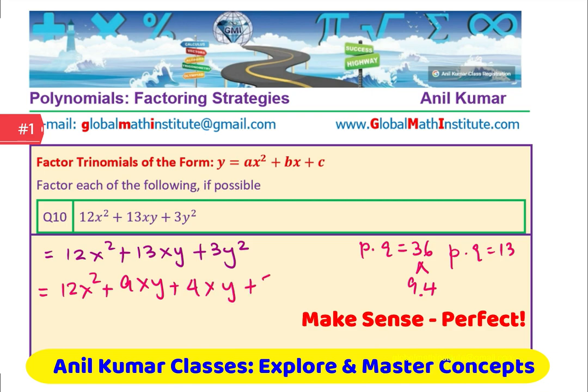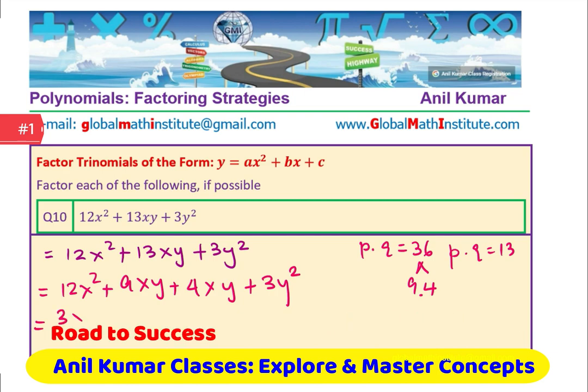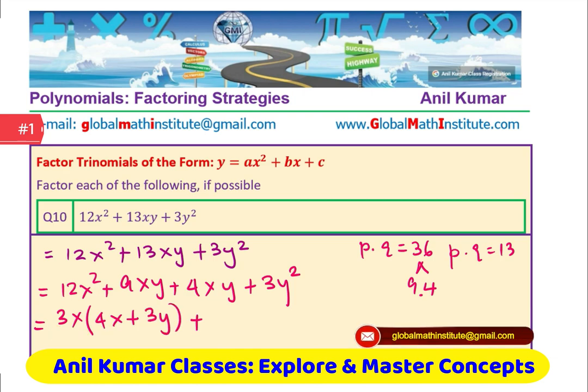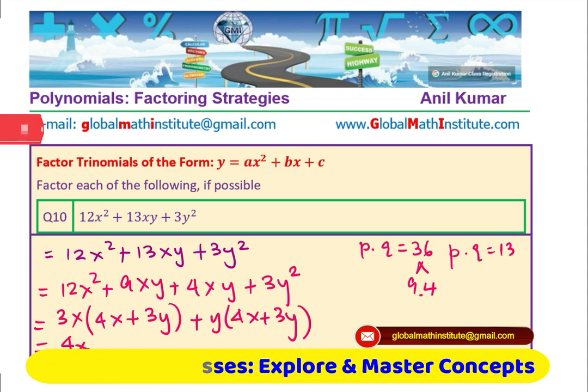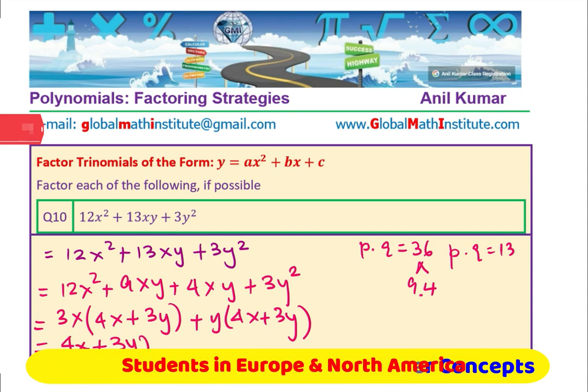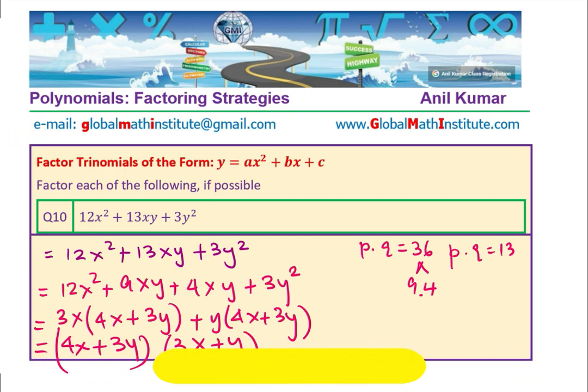xy plus 3y squared. And taking 3x common here, we get 4x plus 3y. And here we have y common. So we get 4x plus 3y. And finally, taking 4x plus 3y common, we get our answer: 3x plus y. You get the idea. So that is how you actually factor.